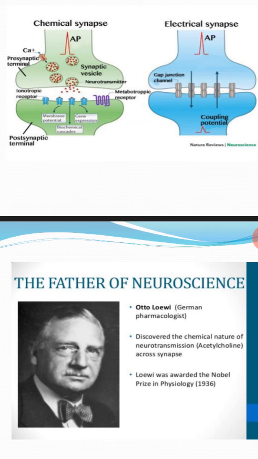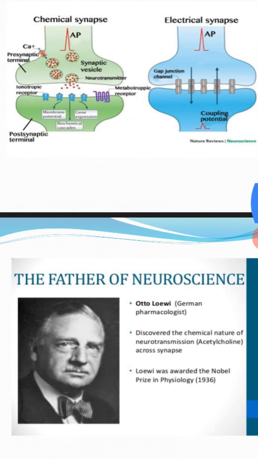Now, who is called the father of neuroscience? Can anyone name? A German pharmacologist, Otto Loewi, is called the father of neuroscience. This question is asked. Why is he called that? He got the Nobel Prize in 1936 because he discovered the chemical nature of neurotransmission of acetylcholine across the synapse. He discovered this, and for this he got the Nobel Prize. He is called the father of neuroscience, Otto Loewi.